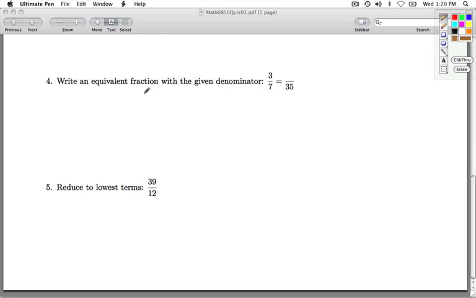Problem 4 asks us to write an equivalent fraction with the given denominator. So we have the fraction 3/7. We want to write an equal fraction with a denominator of 35. So we have to ask ourselves, how did we go from a denominator of 7 to a denominator of 35? Well, we had to multiply by 5. So to get an equal fraction, we also have to multiply the numerator by 5. So I get 3 times 5 up top. I simplify that, I get 15 over 35.